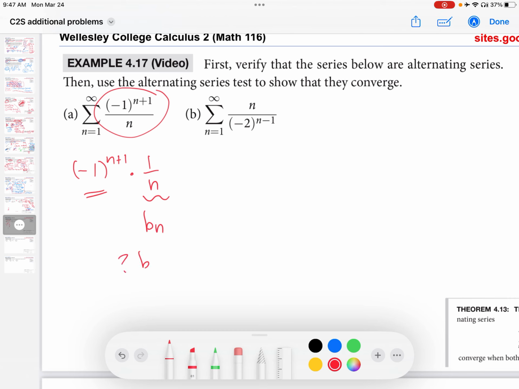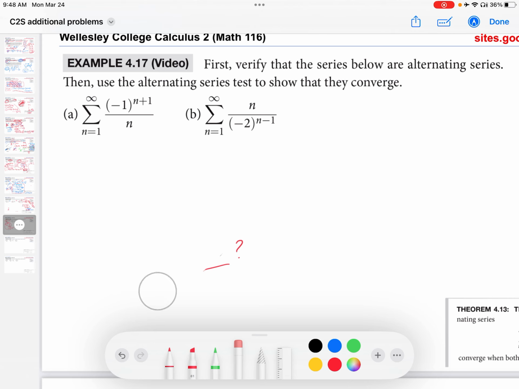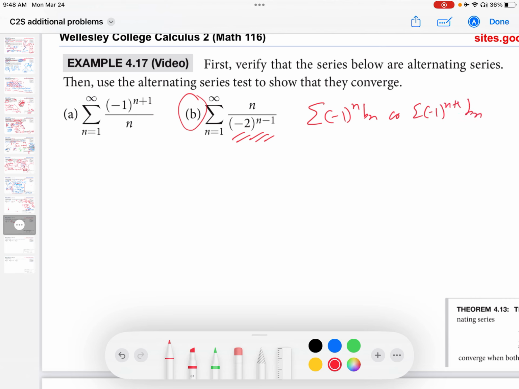And then we ask ourselves, is it true that this thing is bigger than 0? Yes, it is, particularly because the n values start at 1 and they go off to infinity. So our series now has this form, minus 1 to the n plus 1 times b sub n, where b sub n is positive. And so check, it's an alternating series. So now I'm going to go back and look at part B. This one's a little less straightforward, which is why it's here as an example. I need to figure out how to turn this into either this or this, right? So how do I figure this out?